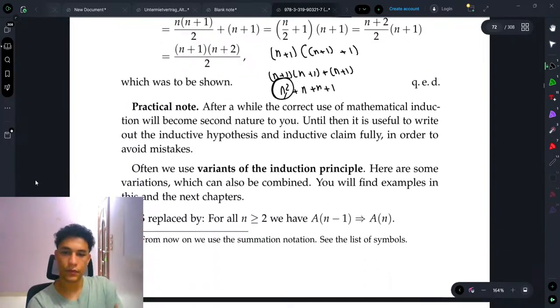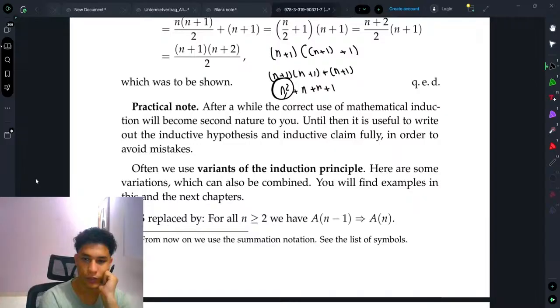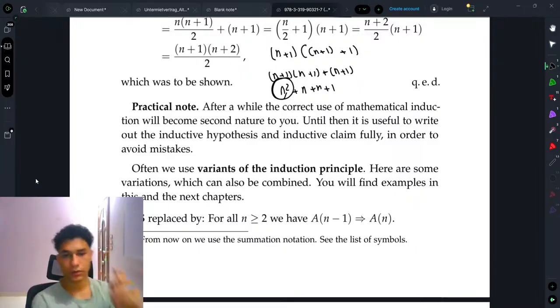Practical note: after a while, the correct use of mathematical induction will become second nature to you. Until then, it's useful to write out inductive hypotheses and inductive claims fully in order to avoid mistakes. We often use variants of the induction principle. Here are some variations which can also be combined. You will find examples in this and the next chapter. Is replaced by: for all n greater than 2 we have A n. From now on we use this summation notation. See the list of symbols.